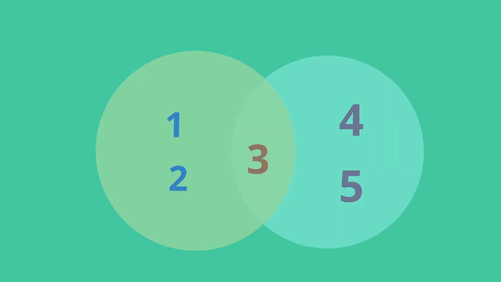And here we have our pictorial representation of this union. As you can see, we have the elements 1, 2, and 3 from set A, which are shared with the elements of set B, which are 3, 4, and 5. And in the middle is the number 3, which is shared between both these sets.